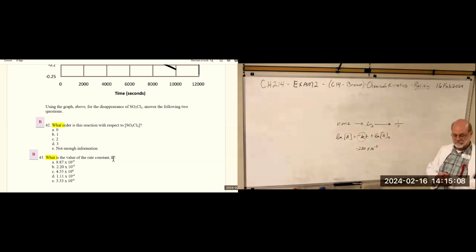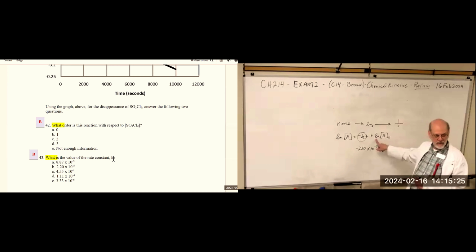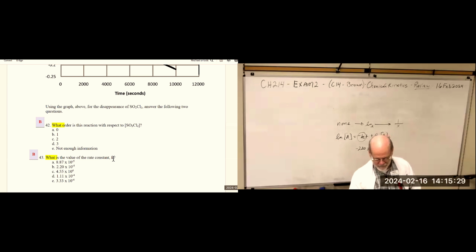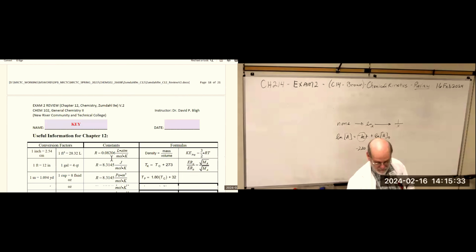What are those things beside the A? That's an L and an E. No, like the letters beside the A's. Is that an L or an E? Yeah, the natural log. I guess, LN, you know. Okay, I think that's it.